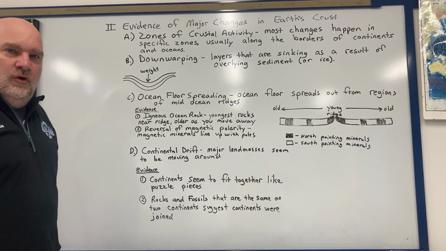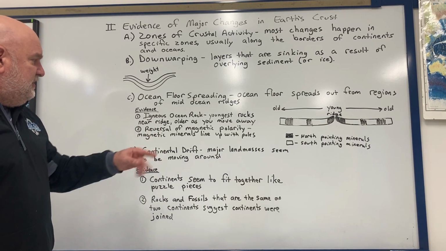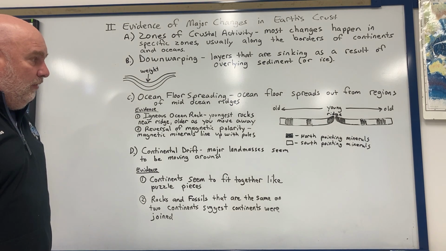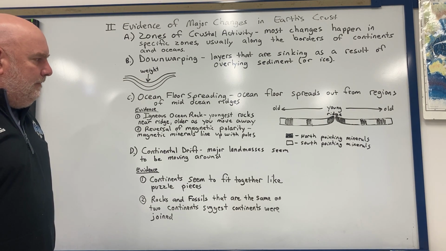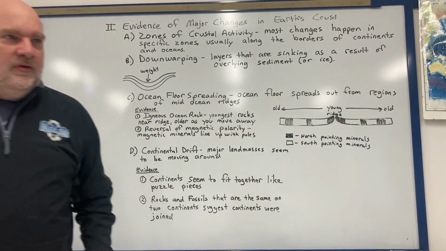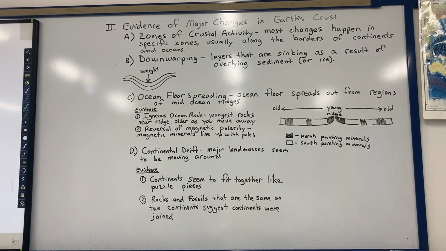Another thing that suggests the ocean floor is spreading apart at the ridges is the reversal of magnetic poles. Magnetic minerals line up with the poles. We'll come back to this in a minute. For right now, we're just going to look at magnets.